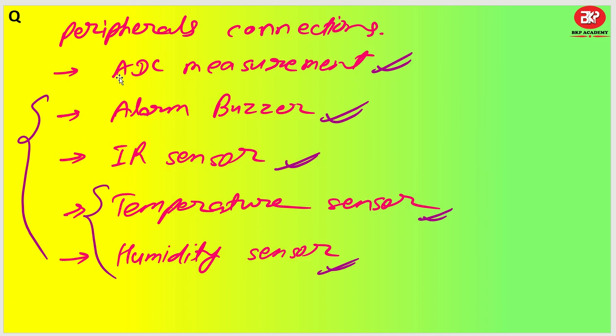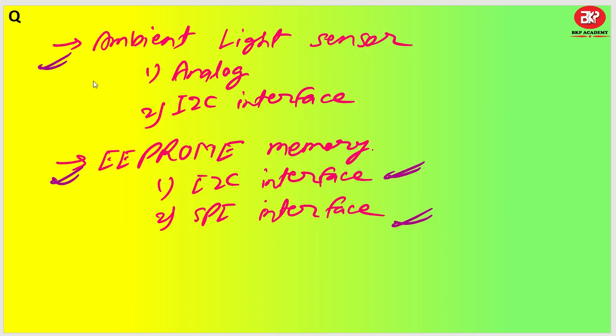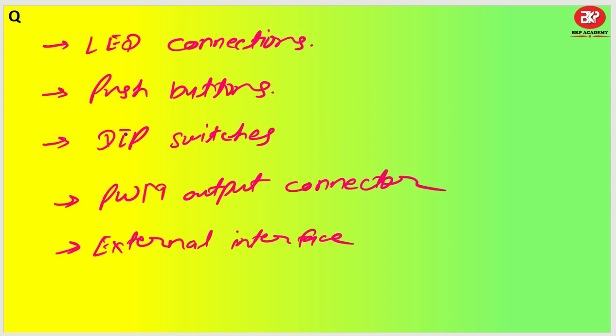Then we have also seen how to connect the ADC lines, alarm buzzer, IR sensor, temperature sensors, and ambient light sensors, like analog ambient light sensor and I2C interface ambient light sensors, then EEPROM interface also, we had seen last time, right? Now there is a need of connecting LEDs. So how we can connect LEDs, that we'll see now.